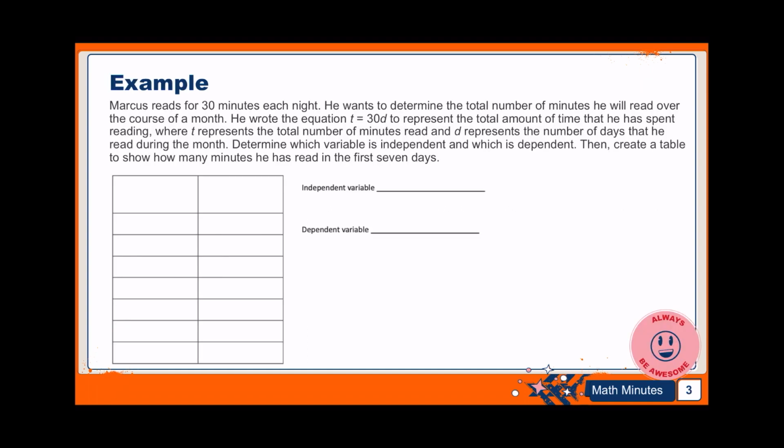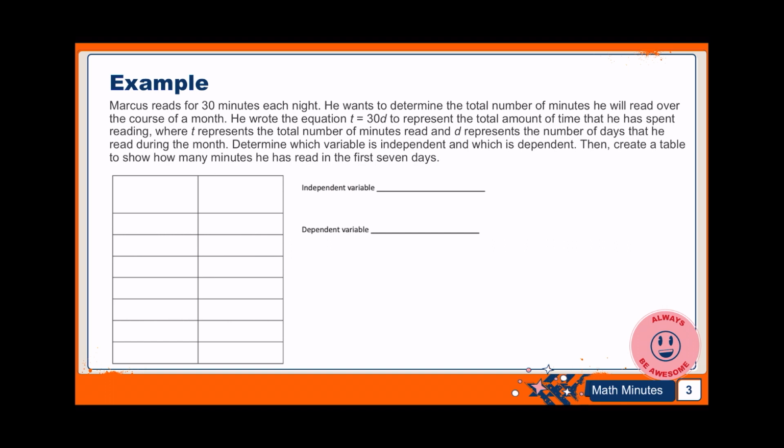Our example says, Marcus reads for 30 minutes each night. He wants to determine the total number of minutes he will read over the course of a month. He wrote the equation T equals 30D to represent the total amount of time that he has spent reading, where T represents the total number of minutes read and D represents the number of days that he reads during the month. Determine which variable is independent and which is dependent. Then create a table to show how many minutes he has read in the first 7 days.